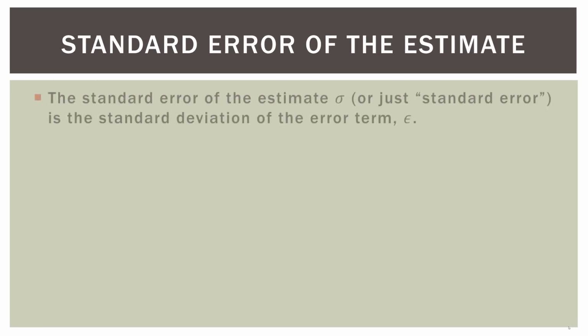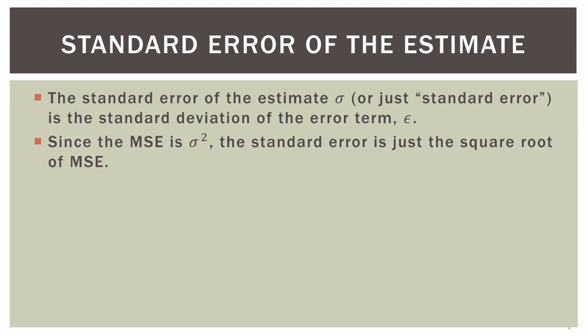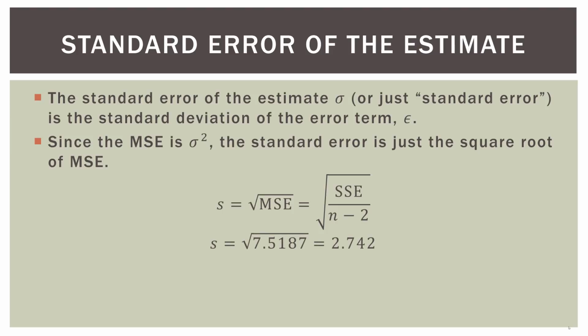So standard error of the estimate, we saw that. The standard error is just the standard deviation of the error term. We talked about that in the previous video talking about error. So the standard error is the square root of the MSE. This is kind of a review from the last video. So the standard error is just the square root of SSE divided by n minus 2, which in this case is 6 minus 2, or 4. Then when we do a little bit of algebra, we get 2.742. And we're going to need this to actually do the confidence interval and the t-test and things for the slope. So that's why we're reviewing it right now.